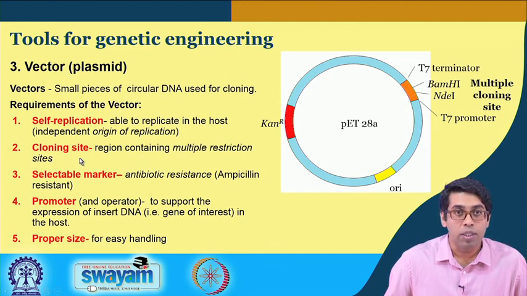The second important characteristic is the cloning site. So, this is the cloning site. It is also referred to as the multiple cloning site. This cloning site codes for all these different restriction enzymes. Only two restriction enzymes are shown here, BamHI and NdeI.